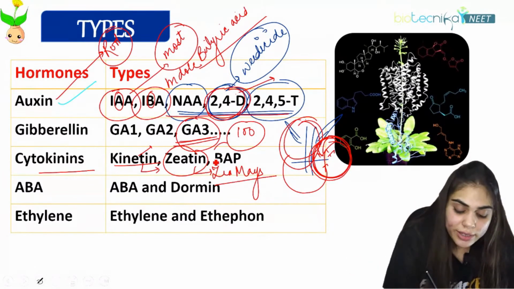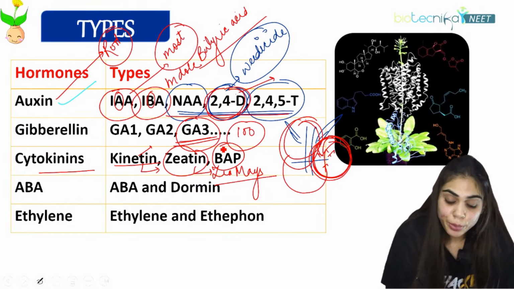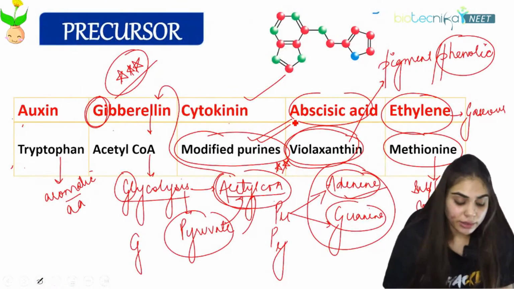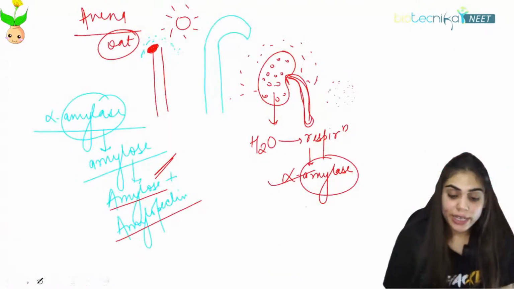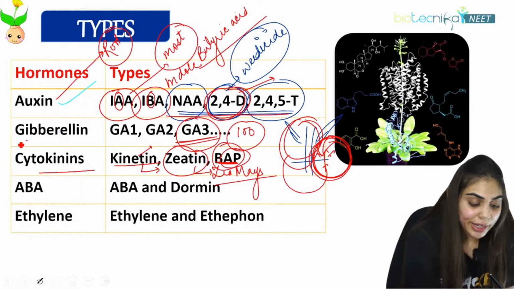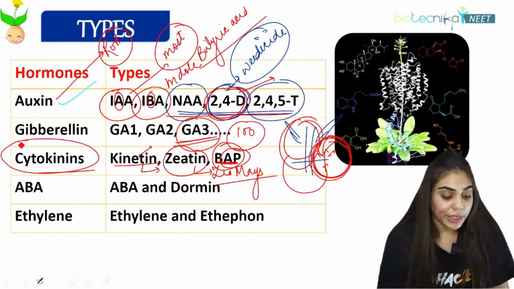And also one is 6-benzyl aminopurine. I already told that for cytokinin the precursor is purine. So you can just recall like this: 6-benzyl aminopurine is an example of cytokinin.